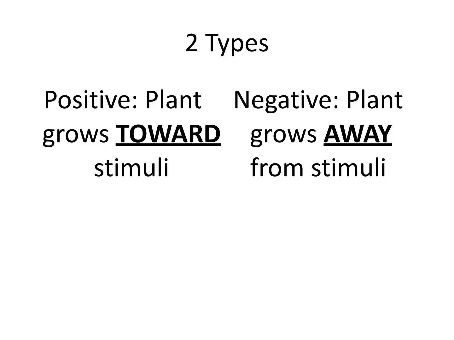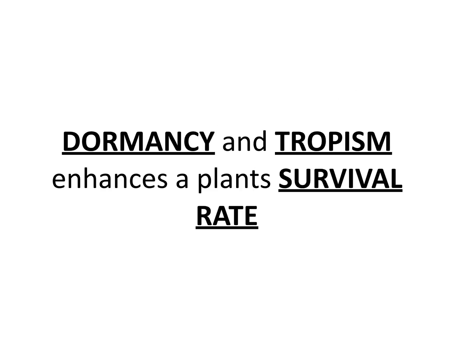Now there are 2 boxes below these words. You're going to leave those blank. We will fill those in for more warm-ups on Thursday. And then the last thing you need to write on the bottom of your notes is that dormancy and tropism enhance a plant's survival rate. It's the reason why we are studying this, and we will talk more.